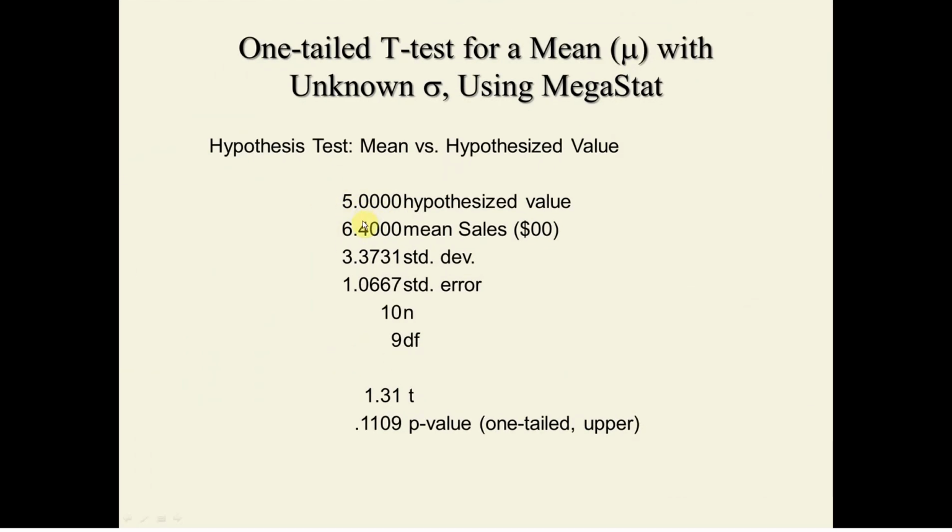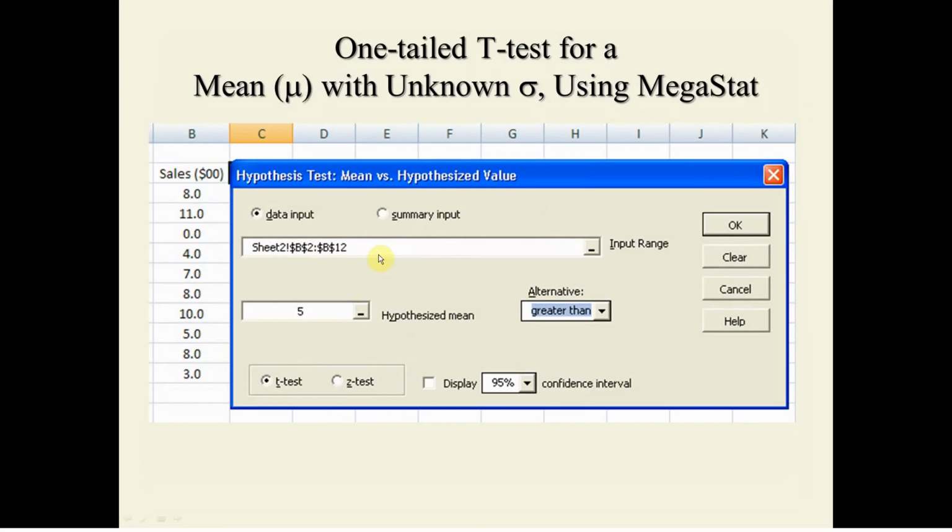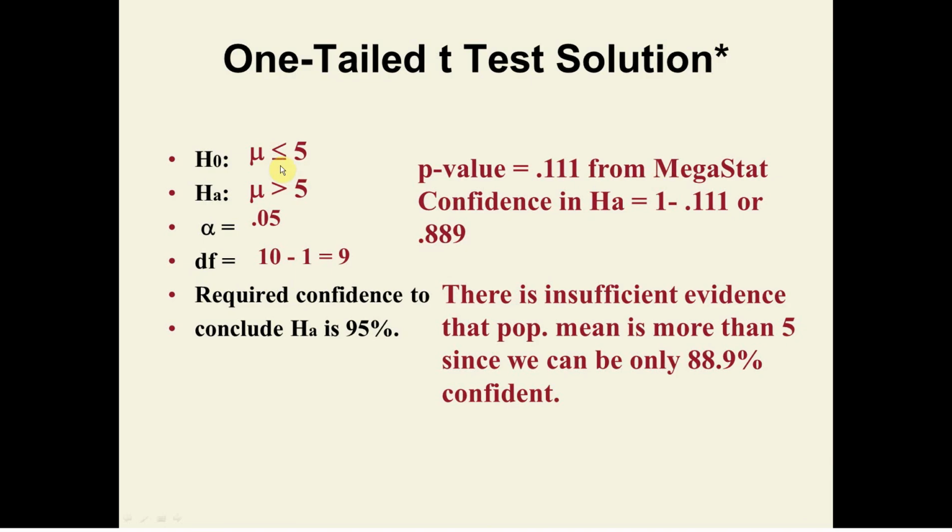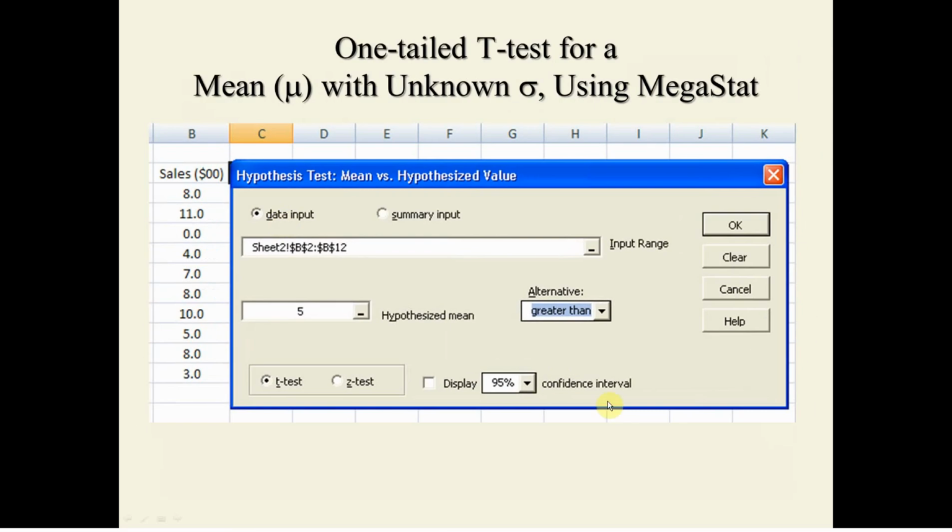Hypothesized value of that, okay, greater than that. We get the mean sales of that, standard deviation is that. It calculates those from the data. Standard error is calculated, that's all calculated. I get the t-statistic, and then it says my p-value is 0.1109, or rounded up 0.111. And it's a one-tailed upper test. This is greater than 0.05. Therefore, I cannot reject the null, which is that the mean is less than or equal. That means I don't know. There's insufficient evidence, okay, that it's greater than 5.